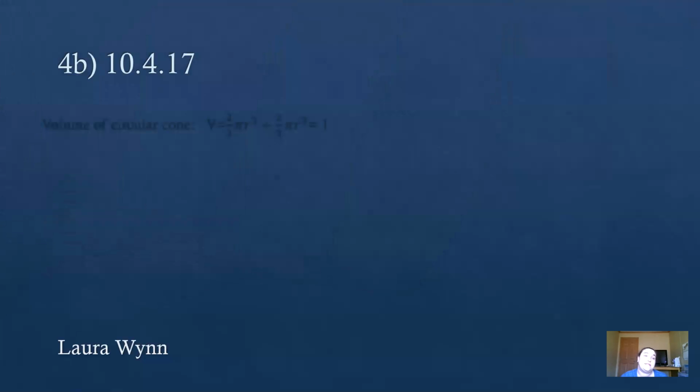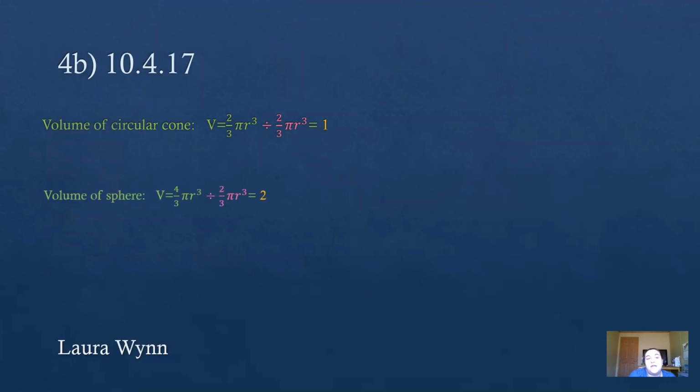Now, it wants us to divide the volume of the cone by the volume of the cone, divide the volume of the sphere by the volume of the cone, and the volume of the cylinder by the volume of the cone, to show that there is a ratio of the volumes of the cone to the sphere to the cylinder, which is 1, 2, 3. So when we do the math, that's going to give us a 1. The volume of the sphere divided by the volume of the cone will give us 2. And the volume of the cylinder divided by the volume of the cone gives us 3.